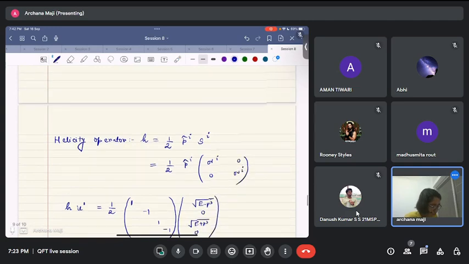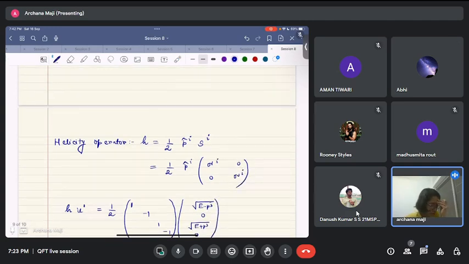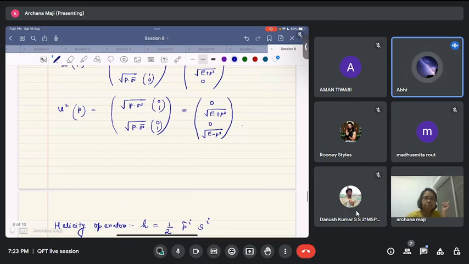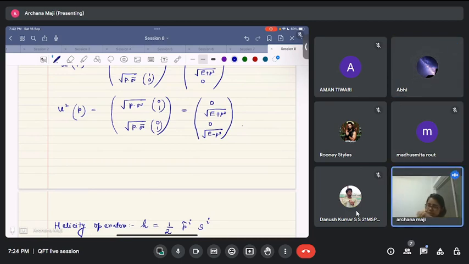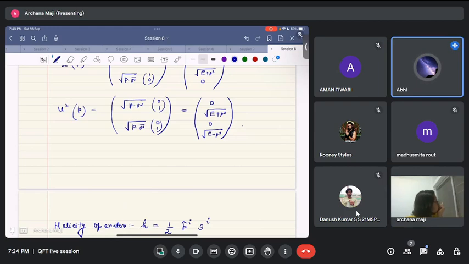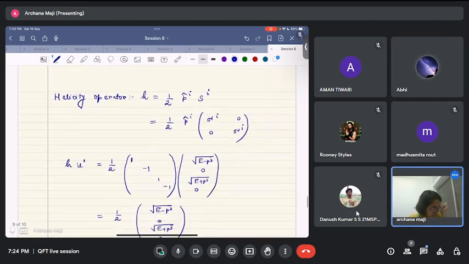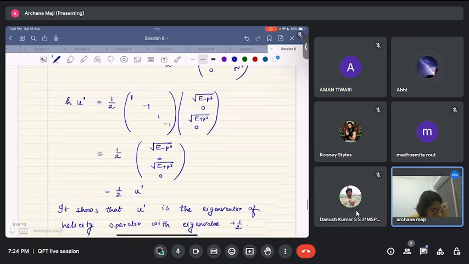Okay, is everything clear? So helicity basically says what is the direction of the spin and the momentum, the projection of the spin along the direction of the momentum. And when both are opposite, it is right-handed, because you are getting minus.